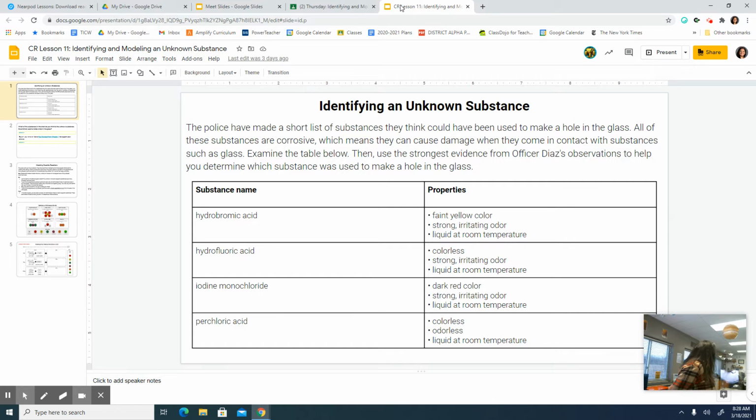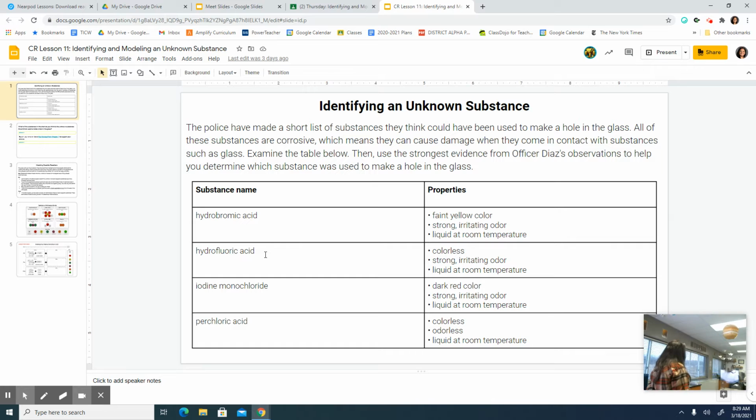Anyone have some thoughts? Sky, one? Hydrofluoric acid. Very good. Colorless, strong, irritating odors, liquid at room temperature. And what about the other one, Nathan? Well, the other colorless one is odorless. Oh, okay. So it wouldn't be that one. Okay, good. Yes, you are correct. I am sorry, I didn't catch that. I thought there was going to be 2. Great. So then we have hydrofluoric acid.